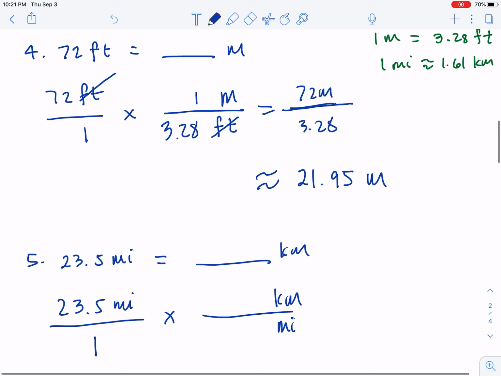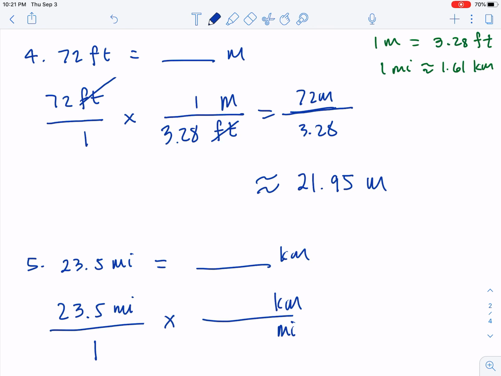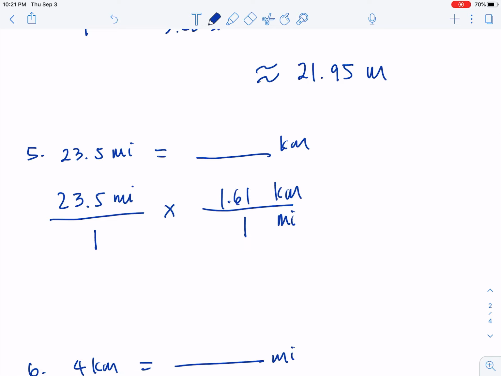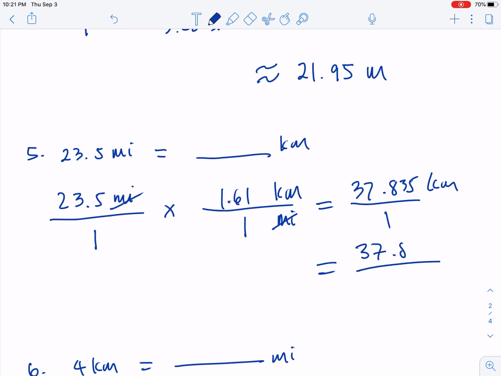And looking at the conversion factor, we have 1 mile is 1 and 61 hundredths kilometers. So, 1 mile is 1 and 61 hundredths. Okay? And multiplying, we have, makakancel ito. That's 23 and 5/10 times 1 and 61 hundredths, which is equal to 37 and 835 thousandths kilometer divided by 1, no? Which is 37 and 835 thousandths with a TH kilometers.